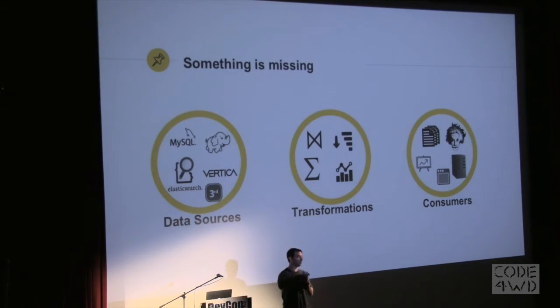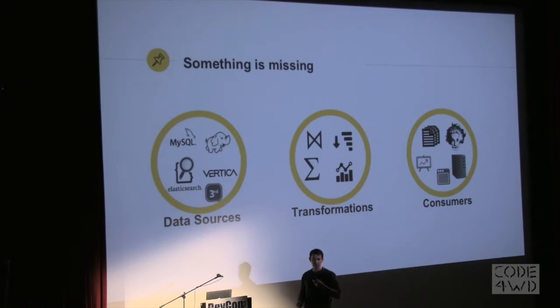So, we have different kinds of technologies. We have here all the data sources: Hadoop, Vertica, MySQL, all kinds of third parties, Elasticsearch. We have all kinds of data manipulation that we have to do: aggregation, data models, sorting, ranking, whatever. And we have many, many consumers: the data scientist, the dashboard, the reports. So the question is, where should we put all this logic?